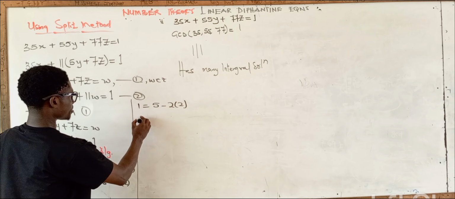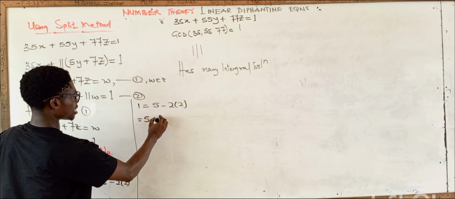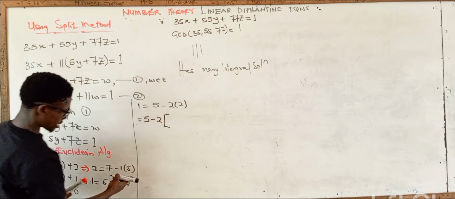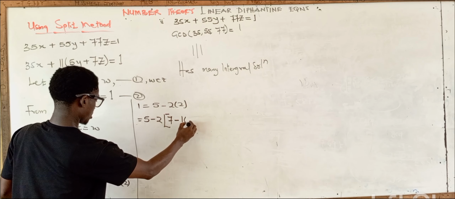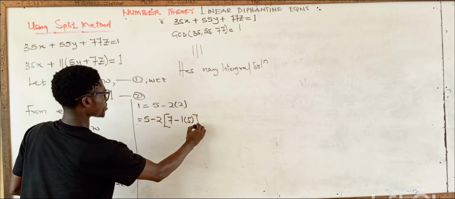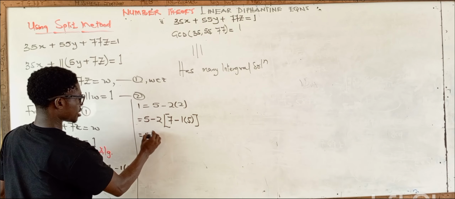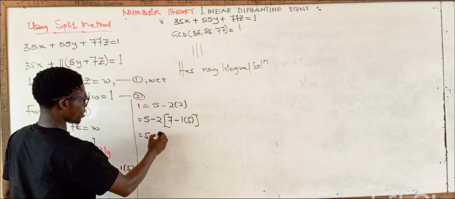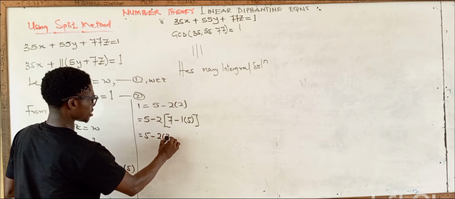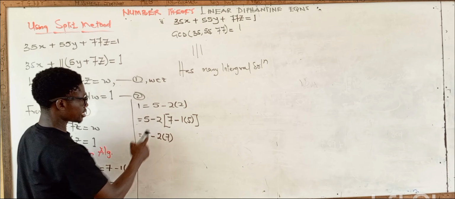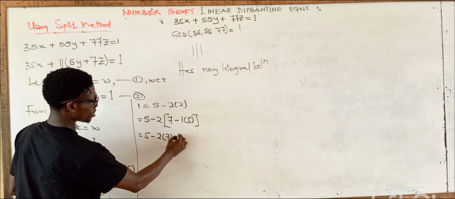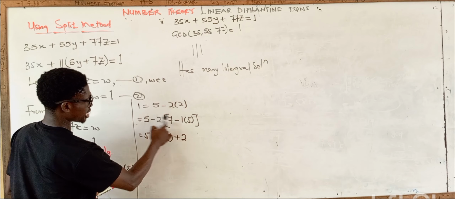So we have 5 minus 2 in the bracket. Then we replace it with this 7 minus 1, 5. Then we expand the bracket. We have 2 and then what? 7. Please don't multiply it to get 14. Just put this one in the bracket. Then 2 times 1 gives us what? Positive 2. Negative, negative 4.